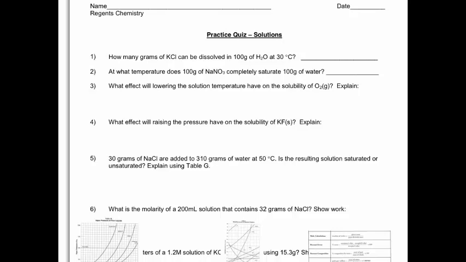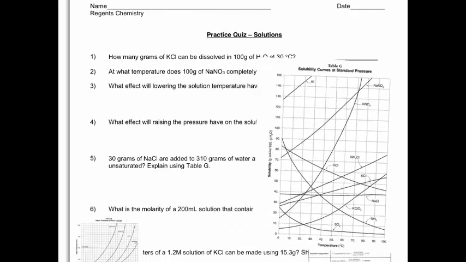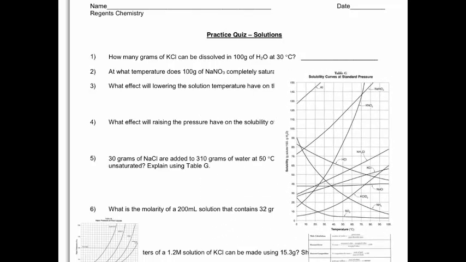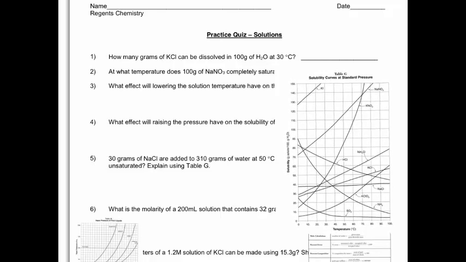The first 5 questions are going to deal with Table G, and in Table G you're going to be looking either at temperature and figuring out the solubility, or you're going to be given solubility and you need to figure out the temperature. The first question is asking for the grams of KCl, so we're looking for the value on the y-axis that can be dissolved in 100 grams of water, which is what our graph is based on, at 30 degrees Celsius. So we're going to find 30 degrees Celsius and follow that up to the curve for KCl, which is this one, and then over to get a value.